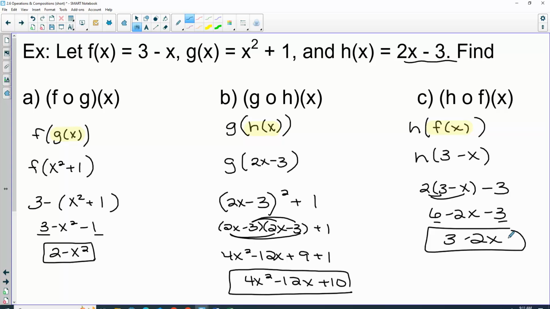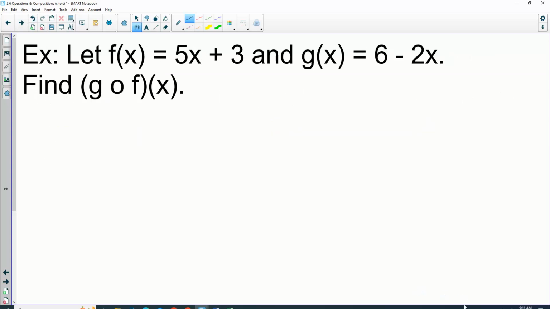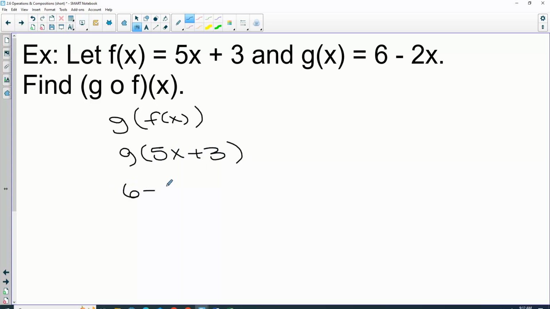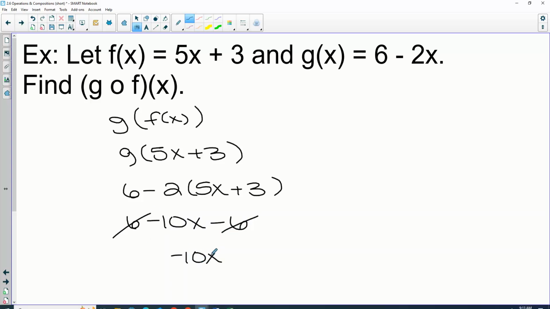Okay. Any questions on these? I want you guys to try the next one. So g of f of x. So f is 5x plus 3. Put that into g, so 6 minus 2 times 5x plus 3. Distribute the negative 2. Combine like terms, the 6's cancel, so it's just negative 10x. All right, looked like we had that one. Are we okay to move on?